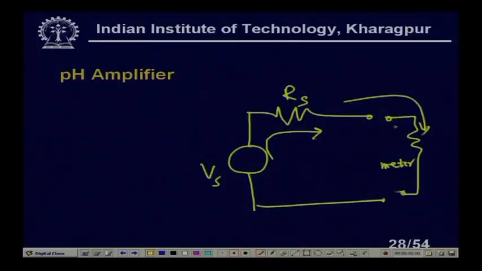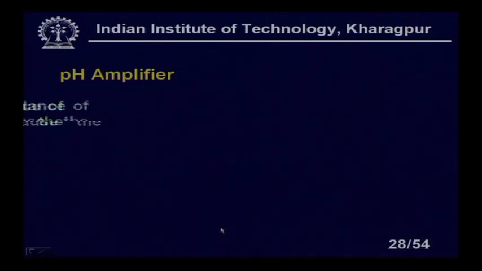That means, looking from this terminal, the impedance the meter or amplifier will offer should be extremely high, at least 100 times higher than the source impedance of the pH probe. Clear? So, let us look at the details.